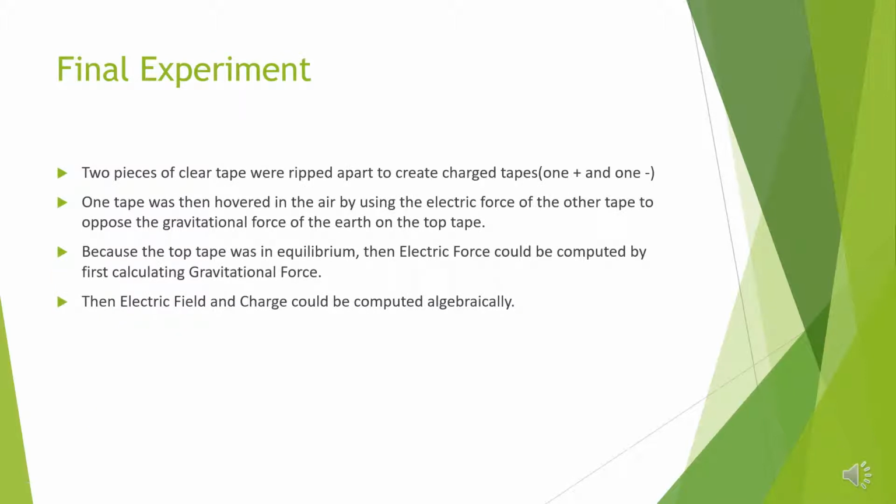So for the main experiment, two pieces of clear tape were ripped apart to create charged tapes. One tape was hovered in the air using the electric force of the other tape, opposing the gravitational force of the Earth on the top tape. Because the top tape was in equilibrium, the electric force could be computed by first calculating the gravitational force, and then the electric field and charge could be computed algebraically.